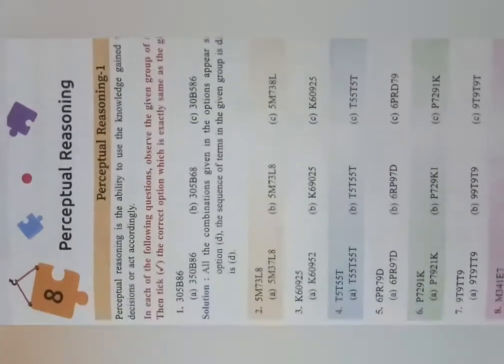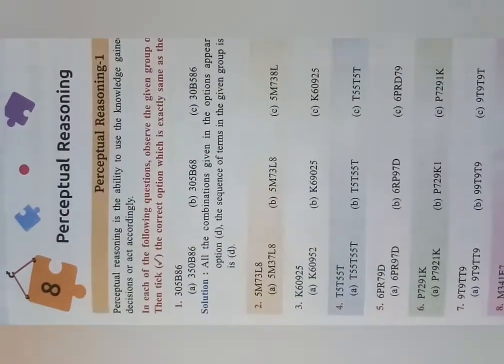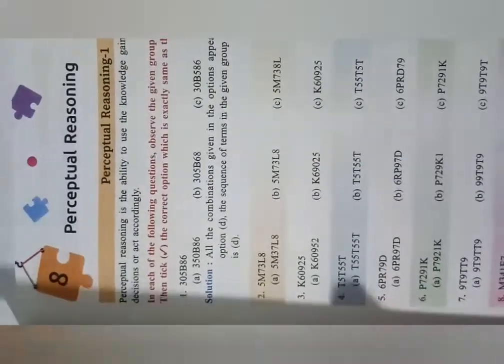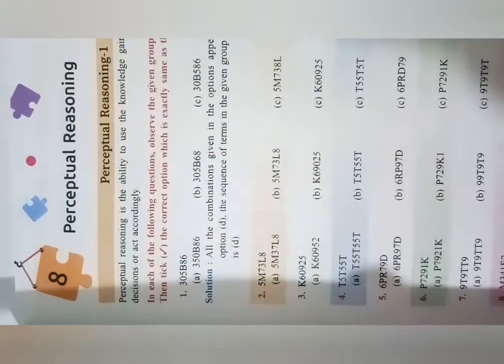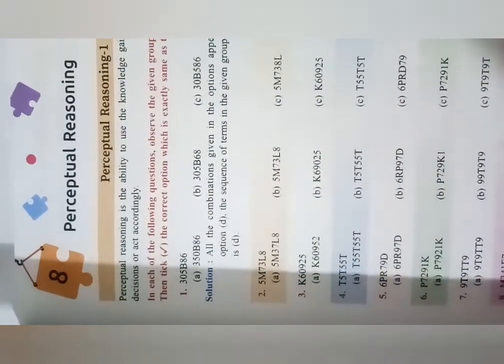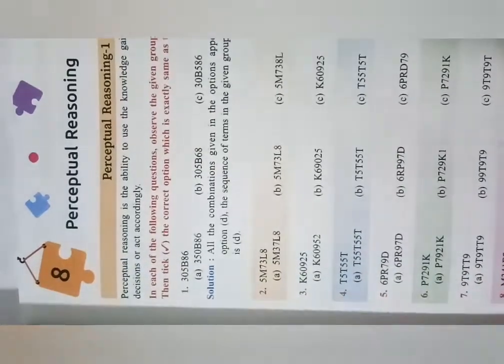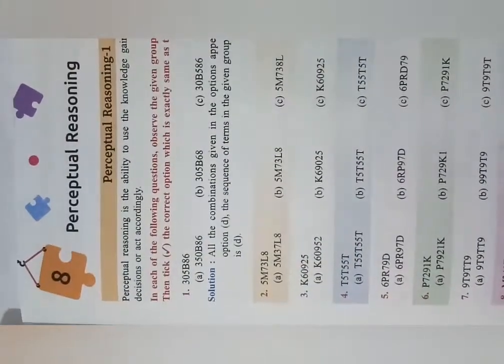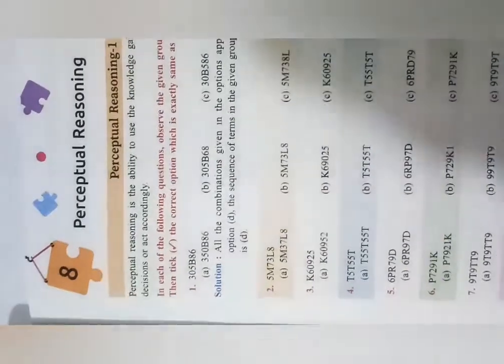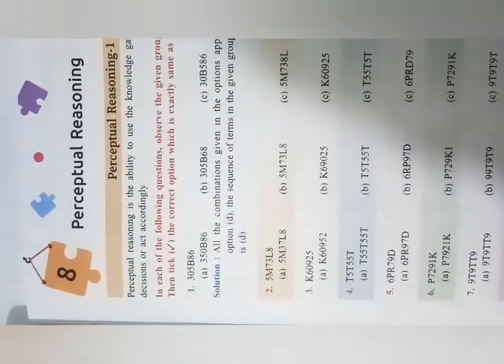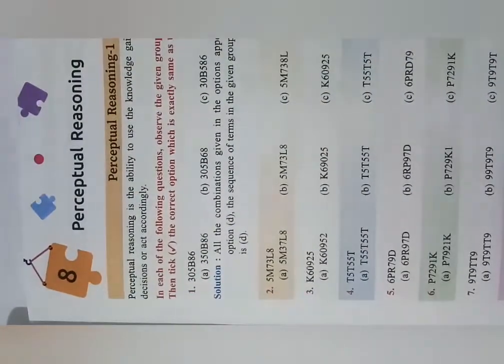Hello students, today I am going to discuss chapter number 8 of part 1, verbal aptitude. The name of the chapter is perceptual reasoning. Perceptual reasoning is the ability to use the knowledge gained visually to take the correct decisions or act accordingly.